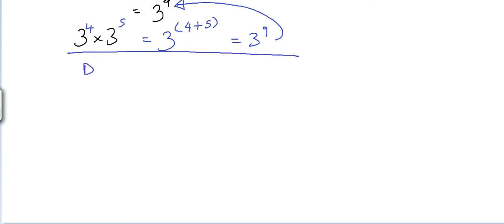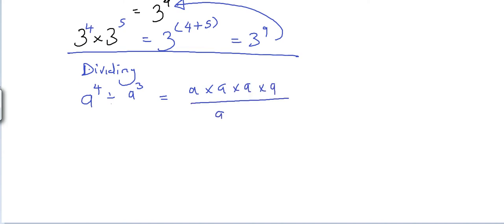So this is dividing now. Suppose we're given a to the power 4 divided by a to the power 3. Well, a times a times a times a divided by a times a times a. Well, an a goes there, one, an a goes there, one, an a goes there, one. So we're left with a.